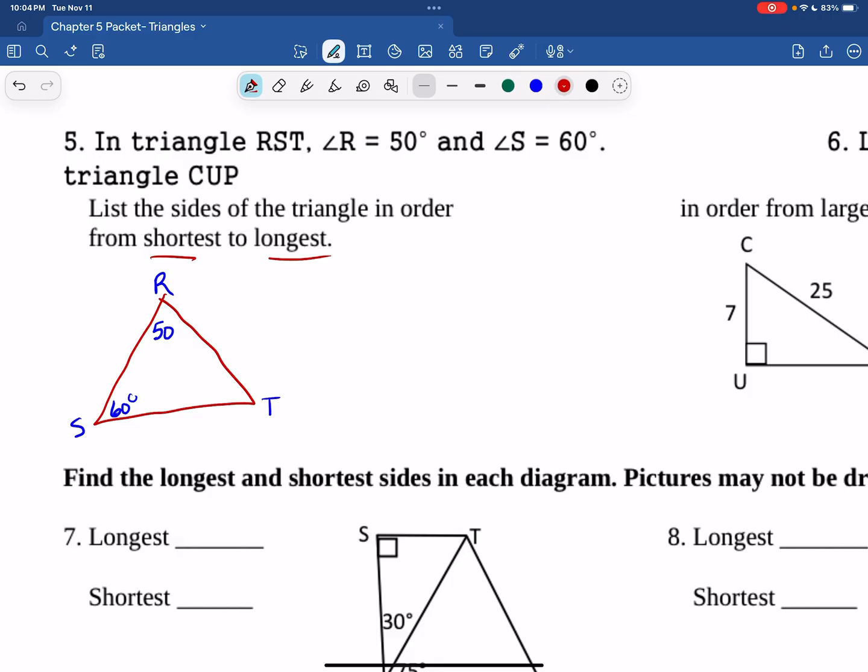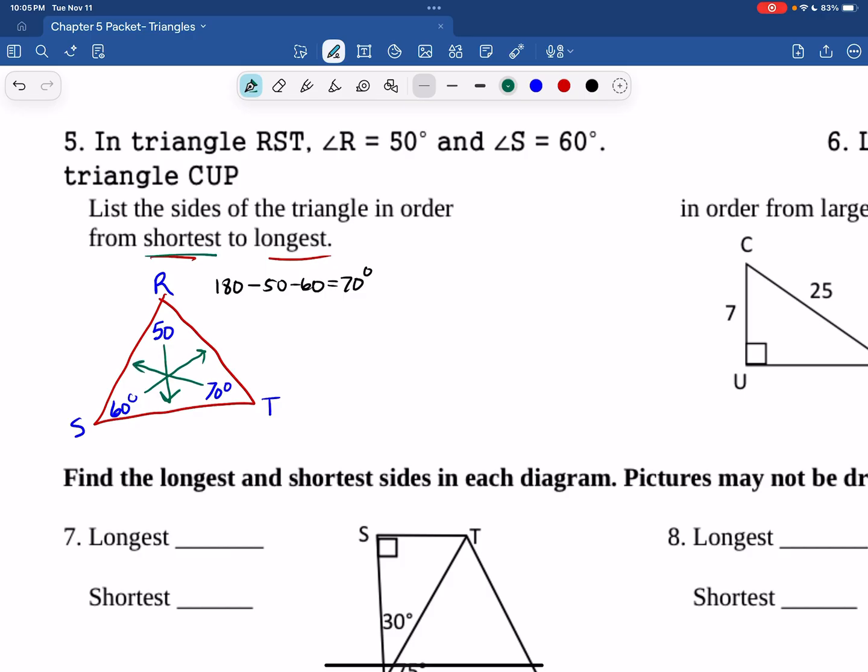So remember that every triangle has 180 degrees. So we're going to take 180 degrees and subtract 50 and 60. And that's going to leave us 70 degrees. So that must mean that angle T is 70 degrees. And now we want to look at the sides from shortest to longest. So I'm going to do my little angle thing again. And I'm going to start at 50 and go here. Start at 60 and go here. Start at 70 and go here.